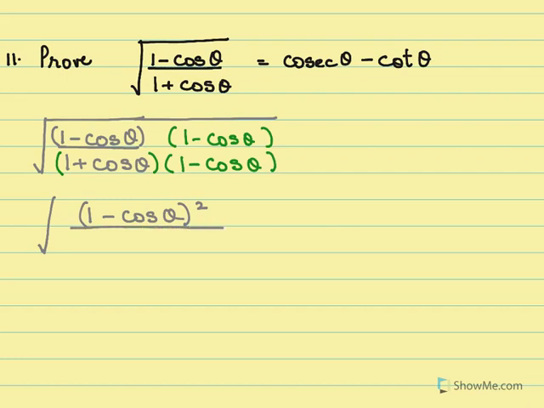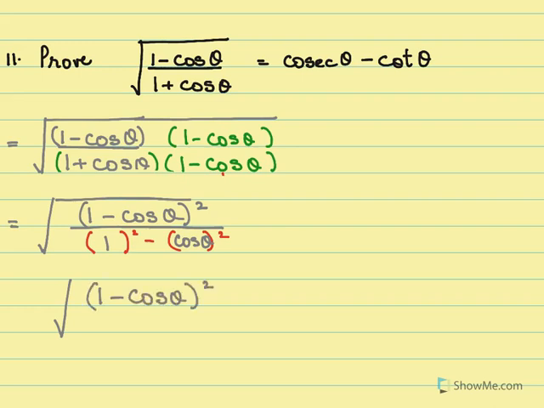Look at the denominator. It is a plus b, a minus b, which means it should now be a square minus b square. So I put 1 here and cos theta. Now we go ahead. This is under root. So I'll write this as 1 minus cos theta the whole square over 1 minus cos square theta.